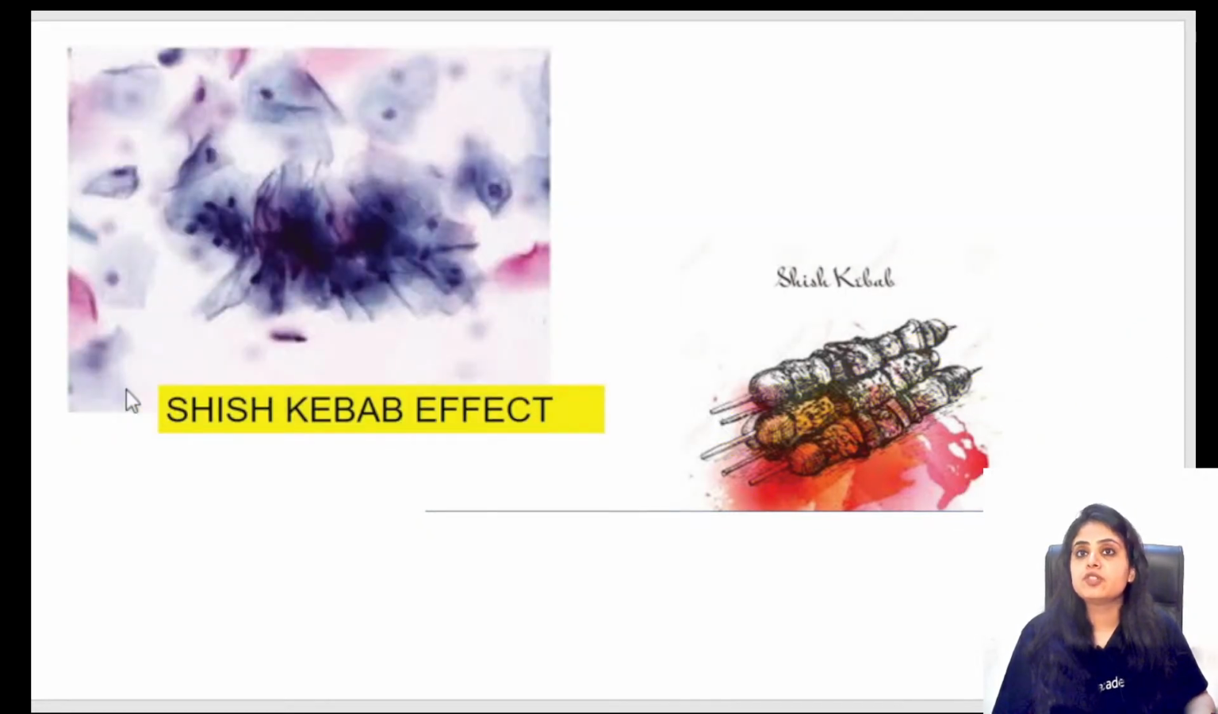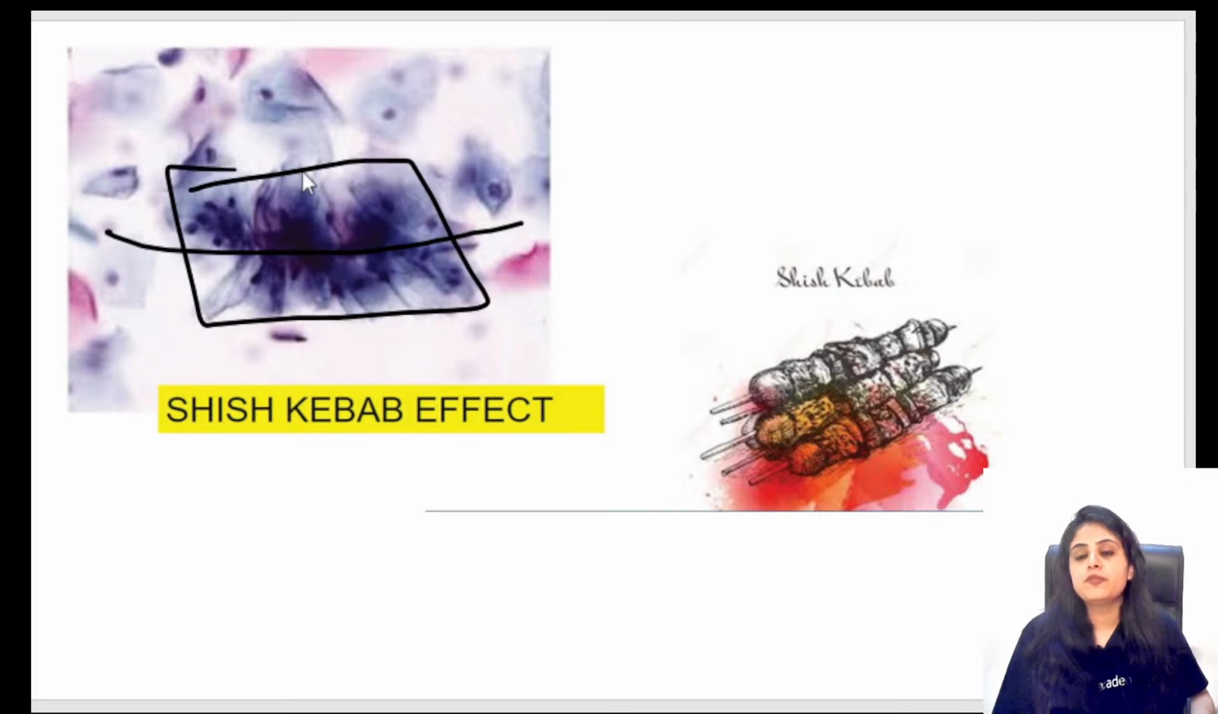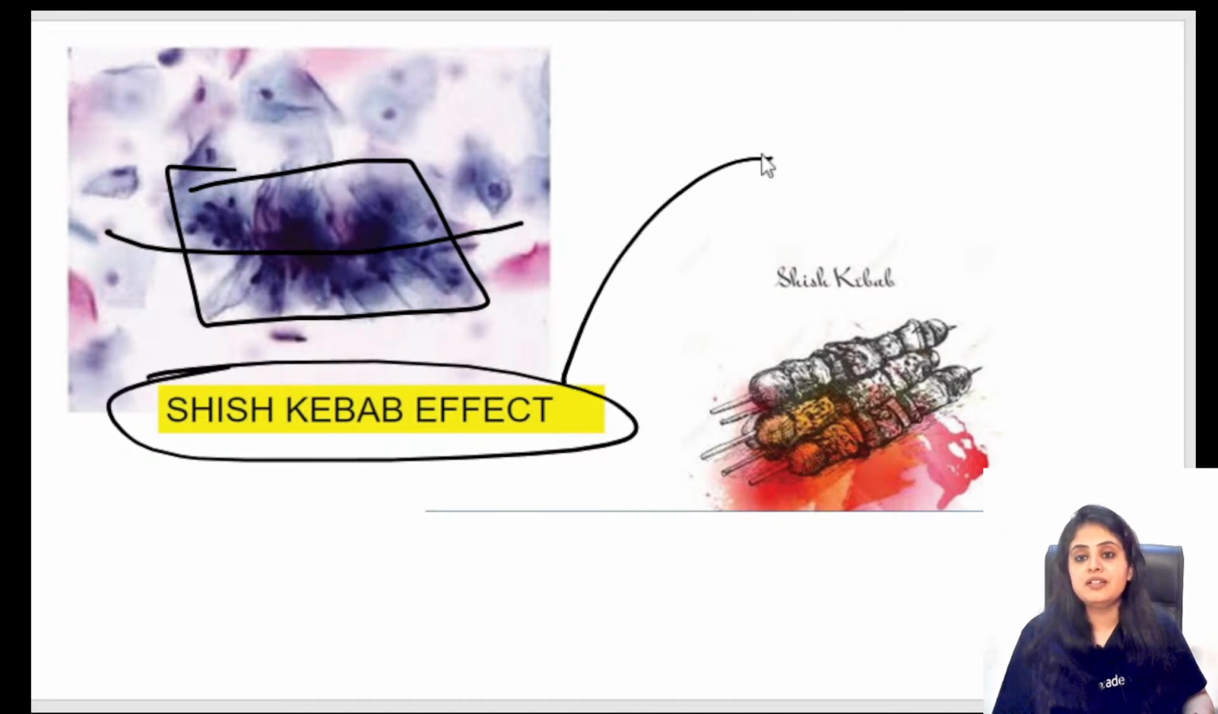I'll show you one more picture. See, there is a stick or the pseudo hyphae going through and through. All these epithelial cells are on top of it. So like I said, I've kind of ruined it, but that's how it is. That shish kebab effect, this very tasty food item, is seen in what? It is seen in candidal infection.